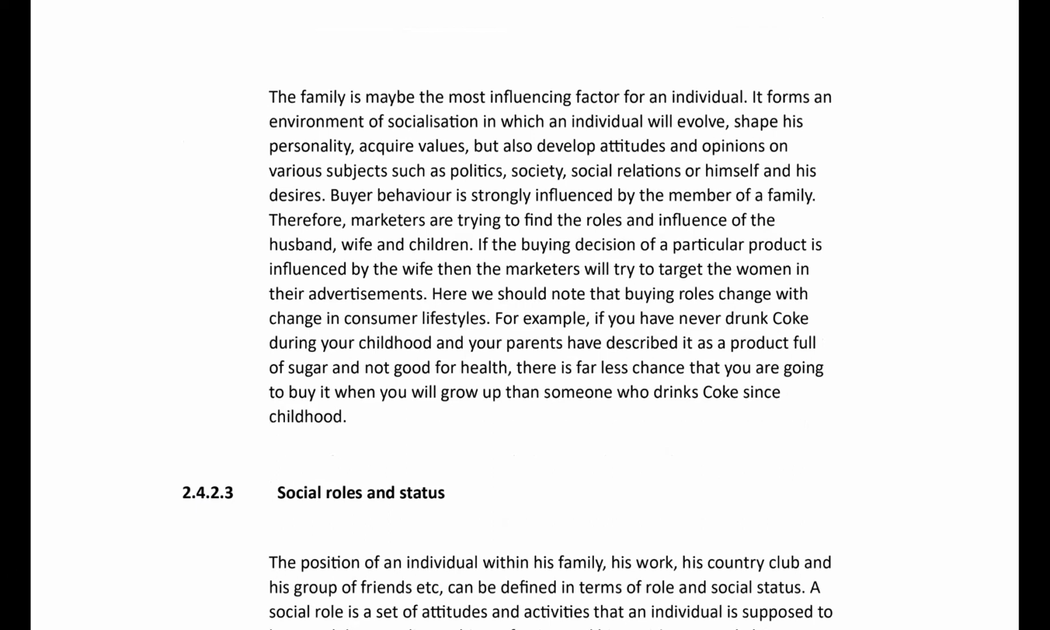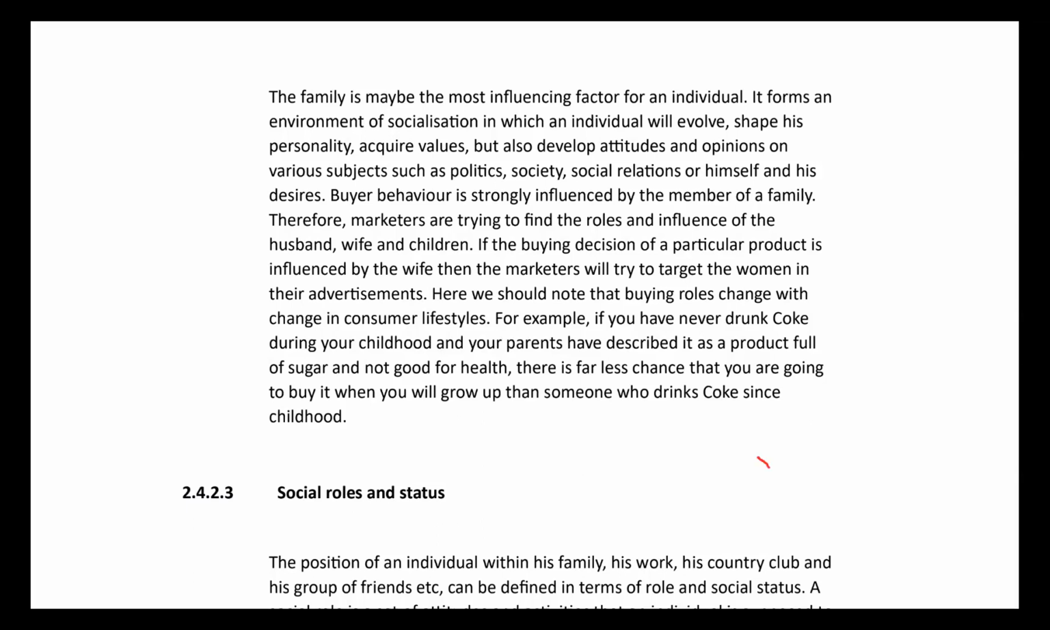So the buyer behavior is strongly influenced by the members of a family. Therefore, the marketers are trying to find the roles and influence of the husband, the wife and the children. You have to understand the roles. Let's say the buying decision of a particular product is influenced by the wife, then the marketers will have to try to market to the wives, make advertisements, strengthen the wives. We know that when the wives consent, then the men will follow suit and the children will also follow suit.